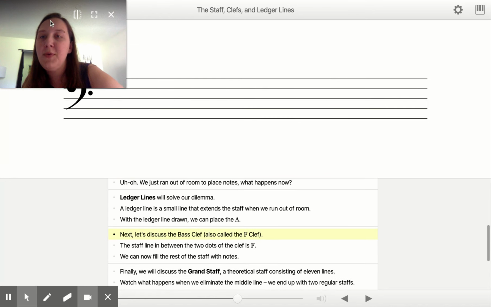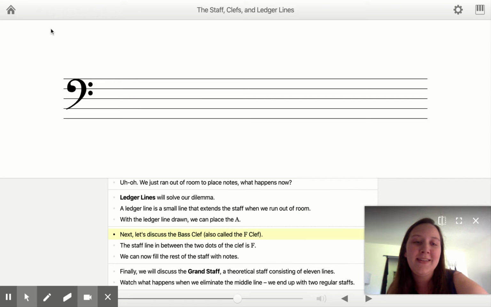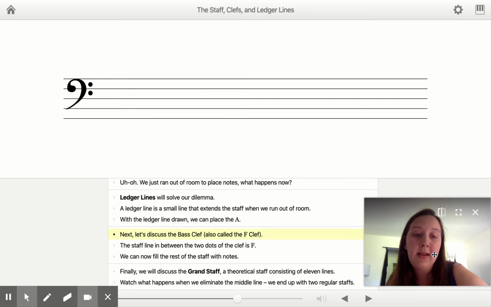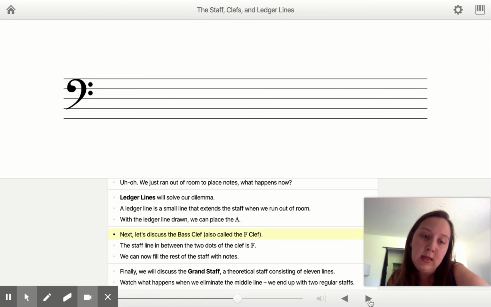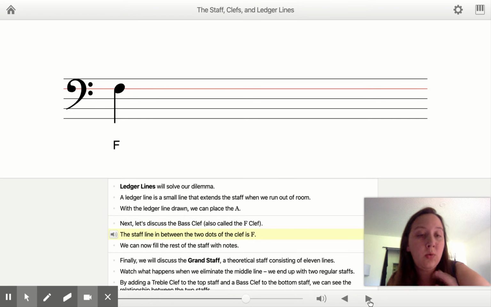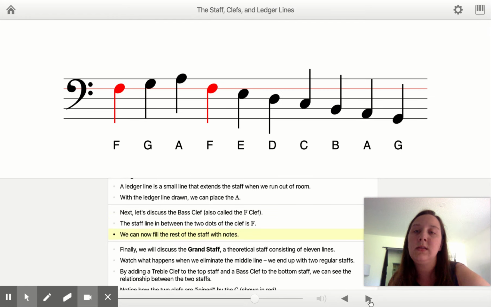Bass clef, we sometimes call it F clef. If you look at this, to me, it looks a little bit like a little F. And right where those 2 dots are in the center is the note F. So once you know where F is, you can figure out the rest of the notes. So above F would be G, above that would be A, etc.